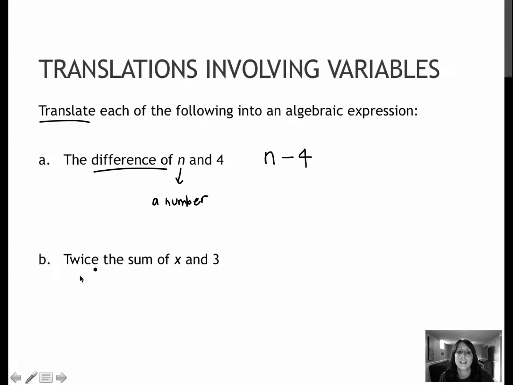For the second, this one is the trickier one. So it's twice the sum. So we talked about the sum and how important that is. Sum typically means that we're going to have those in parentheses. So the sum of x and 3 would be x plus 3. And I want twice that, so I'm going to take it times 2. And that is the expression that they are looking for.